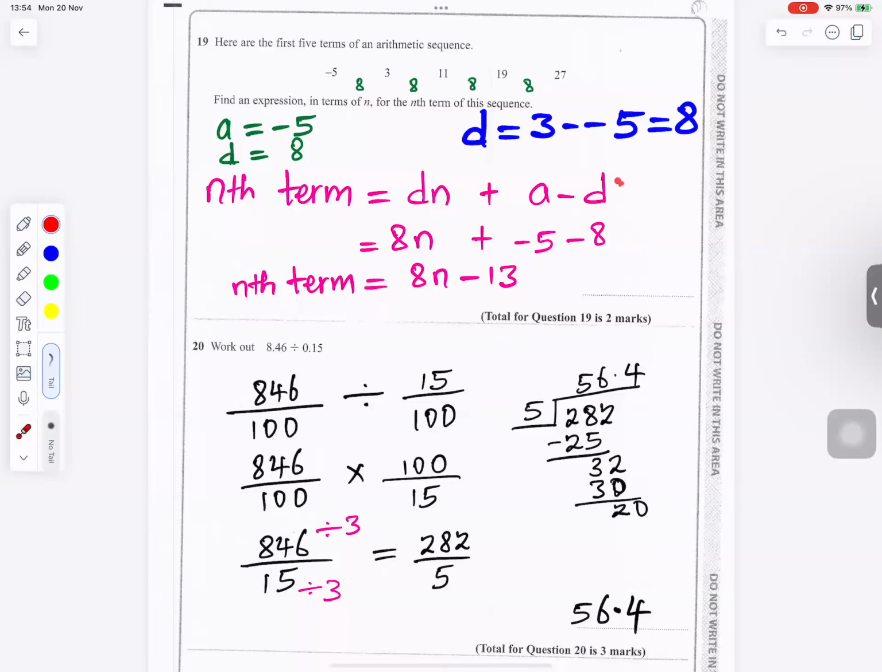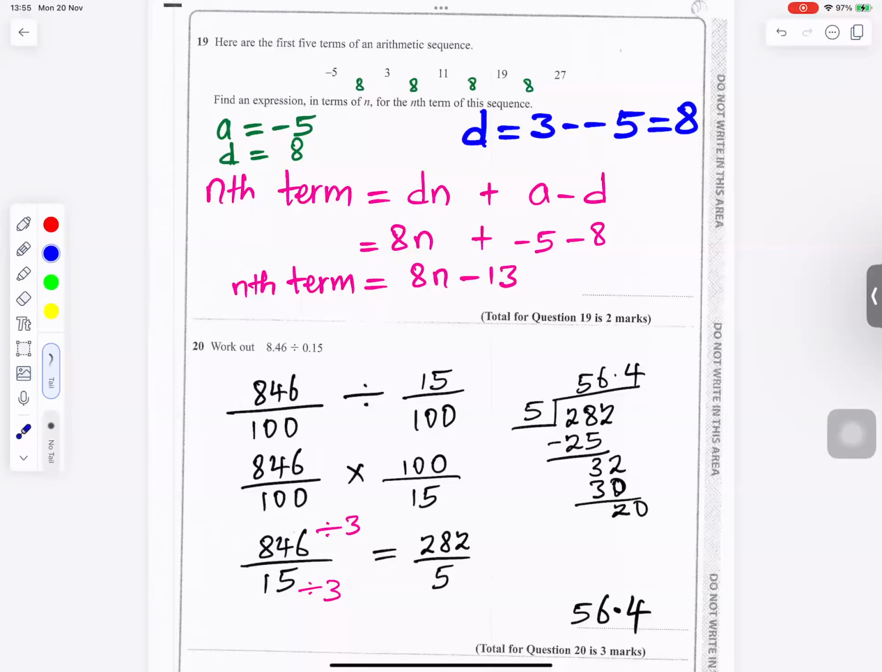Number 19, write the formula for the nth term. The way I think of it is DAD. I put the n and then the minus. The first one is A, which is minus 5. The difference is 8. 11 take away 3 is 8. 3 minus minus 5 is 8. 19 take away 11 is 8. Sub them in that formula. D is 8, so you put 8 there. n plus A is minus 5 and D is 8. So minus 5 minus 8 is minus 13. So it's 8n minus 13.